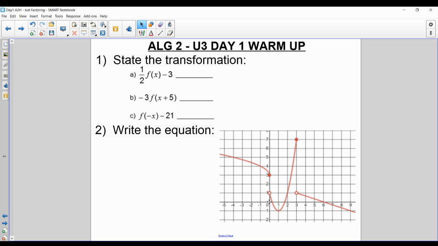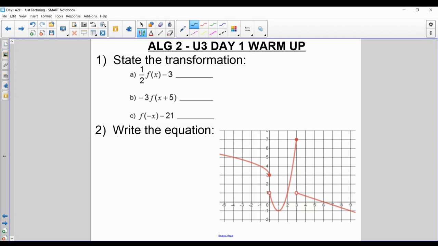All right, so you should have done this warm-up. I want to just go over it quickly so you can check your answers. If we're looking to state the transformation, these are generic statements. They don't have to do with which function. So it doesn't matter if it's a quadratic or a square root or an absolute value or any of our other ones that we're going to learn. These all have the same effect.